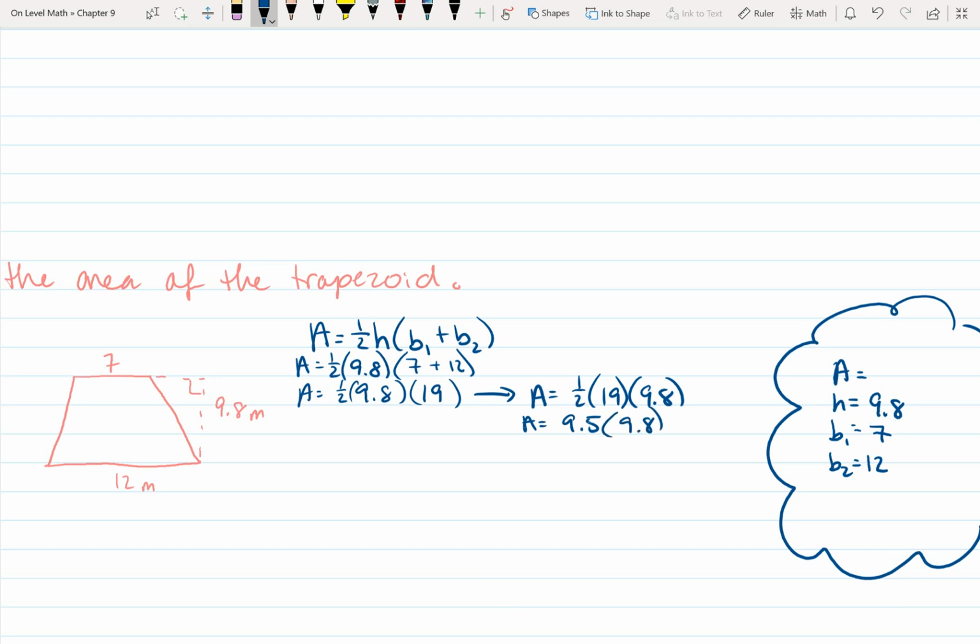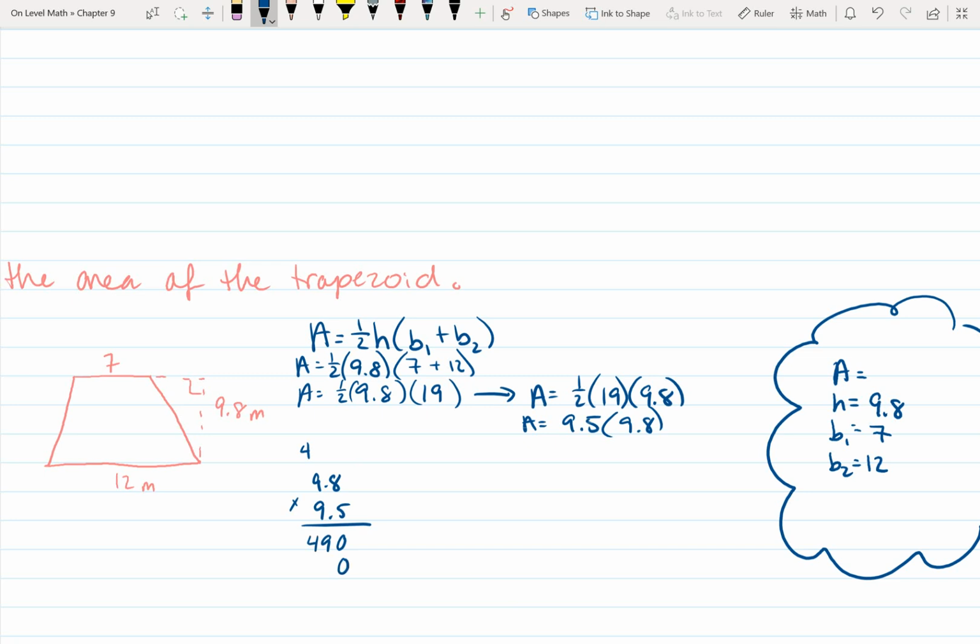And again, you're welcome to show side work for that if you need to. You can convert 1/2 to 0.5. Now we've got 9.5 times 9.8, which we've got to show work for. 5 times 8 gives us 40. 5 times 9 gives us 45, plus 4 is 49. Annex a 0.